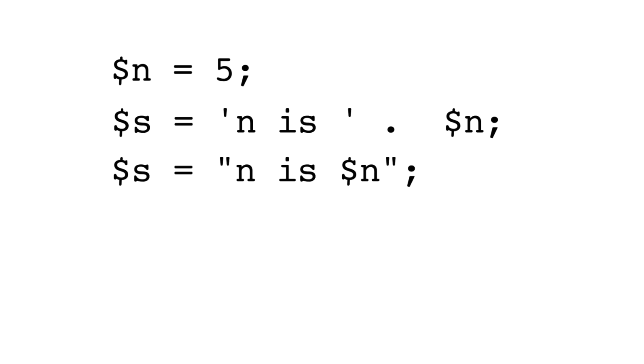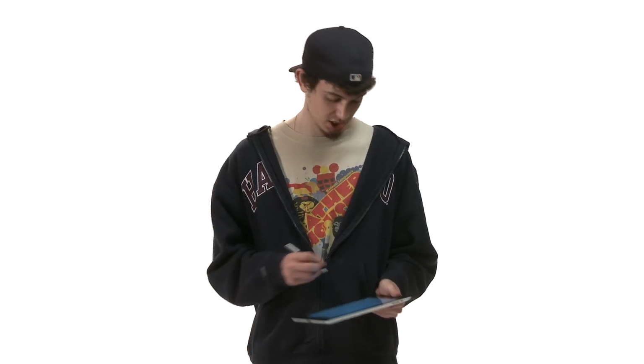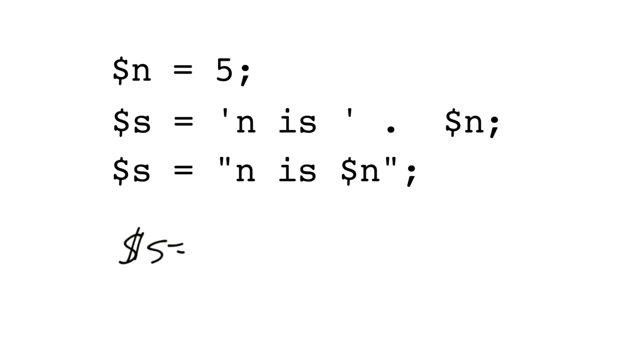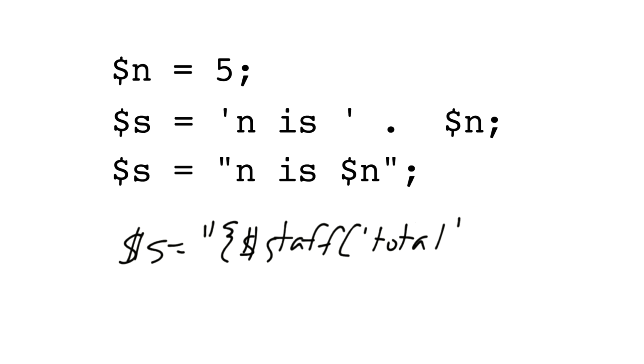If we use single quotes instead, as in $s = 'n is $n', the value of s will be n is $n. So the value of n will not be substituted if we use single quotes, but it will be if we use double quotes. If we want to use double quotes to include the value of an array in a string, we'll need to include curly braces around the array like this. $s = "{$staff['total']}".